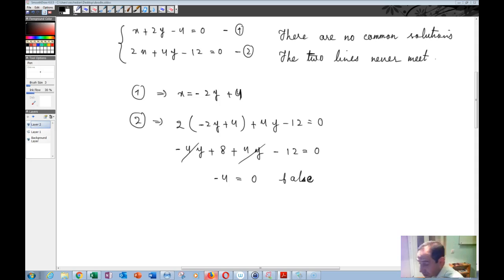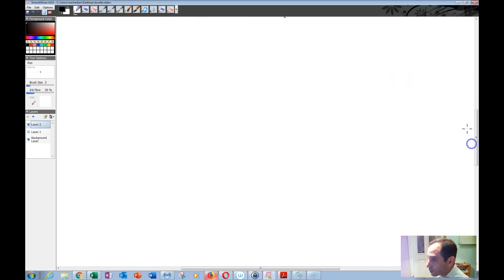Now there is something else called the elimination method. Basically, that is a way of eliminating or removing one of the variables, and then you will be left with only one variable, and then you will be able to solve the equation.